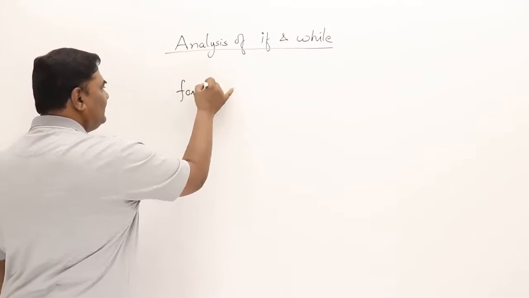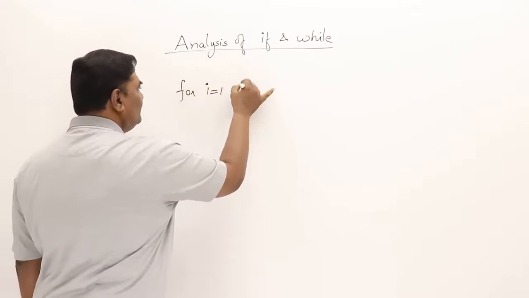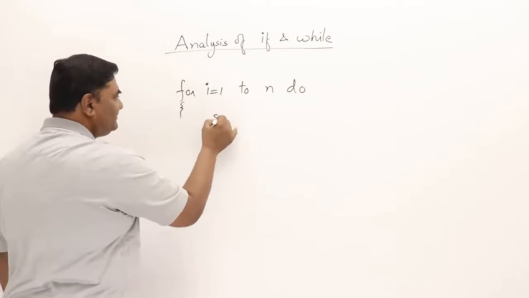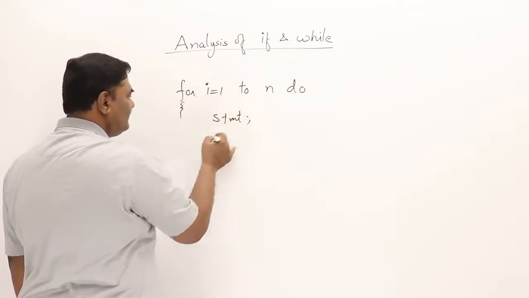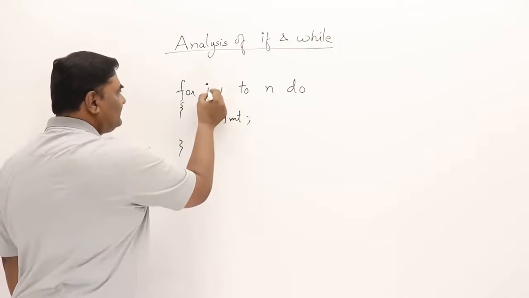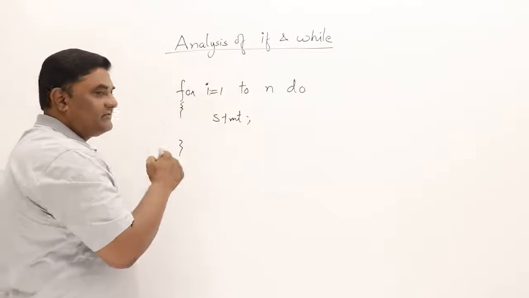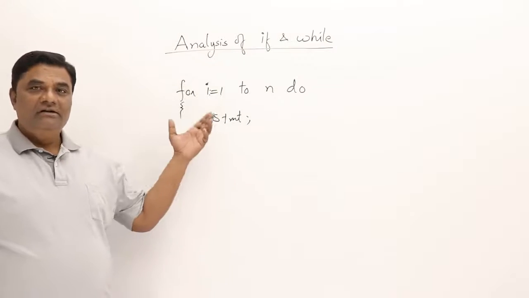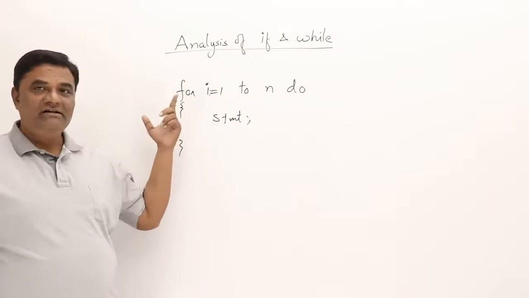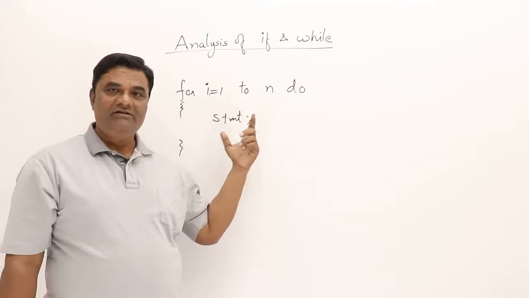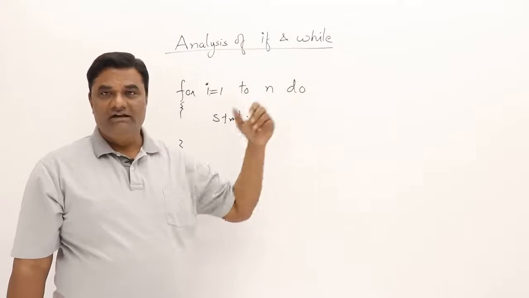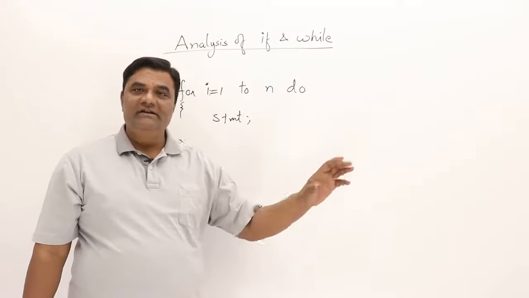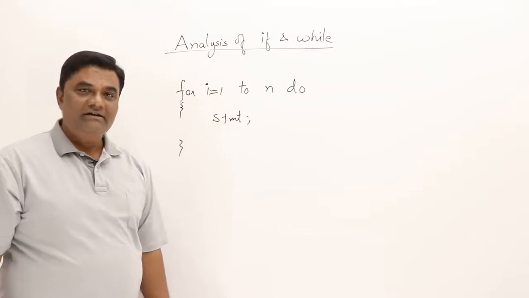For I assign 1 to n, do some statements inside, and there is a colon here. This was the syntax in Pascal language. Now, this loop says that I should take the values from 1 to n. Always it will increase by 1 at a time.